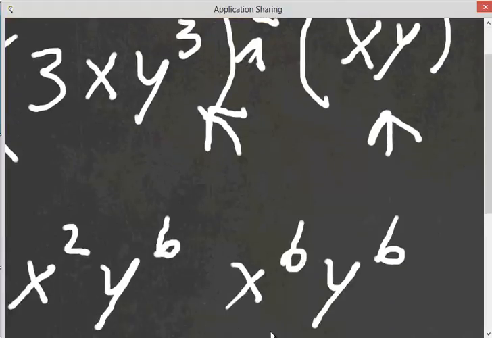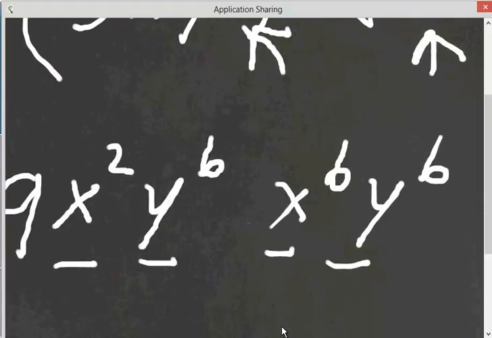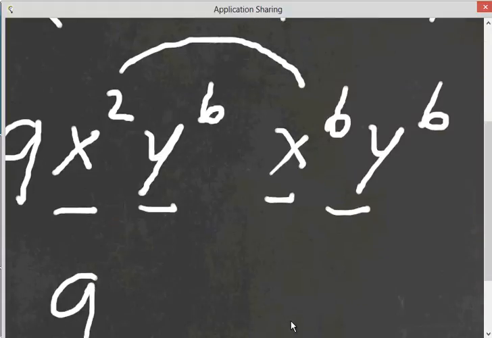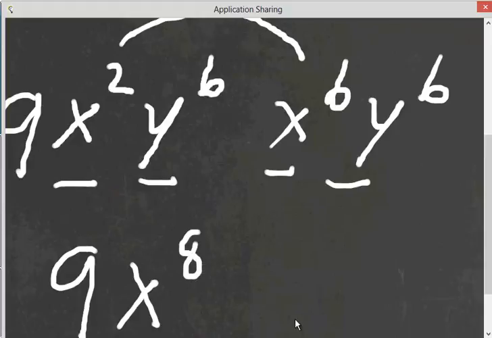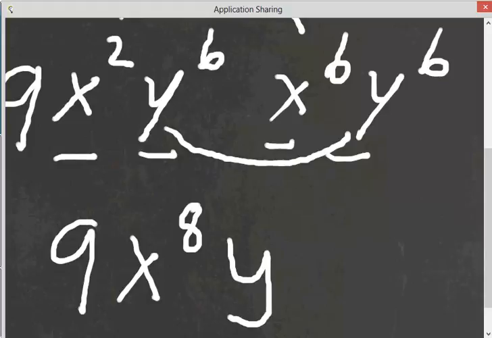But now we have these like terms that we have to combine. So we have the x's, so x squared times x to the 6th here. Now we're just going to add those exponents. So we got 9, x to the 8th. And now we're going to do the y's, y to the 6th times y to the 6th. And again, it's not being raised to a power, so now we're just going to add those exponents.